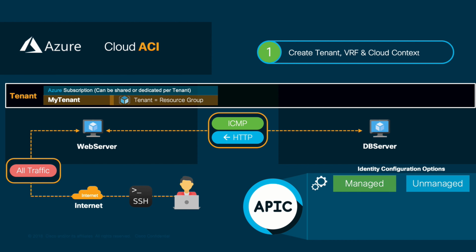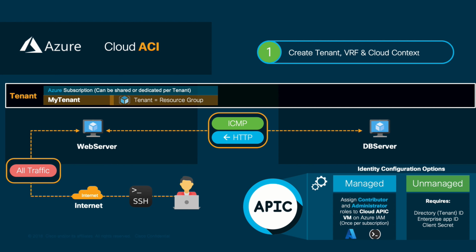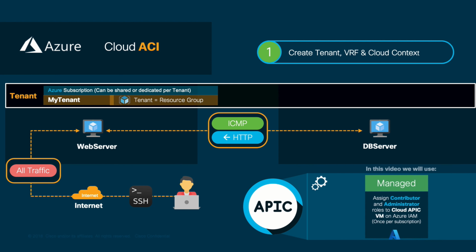In Managed, you just need to assign the Contributor and User Access Administrator roles to the Cloud APIC VM, and you can configure it either through the IAM GUI or through Azure Shell. On the other hand, if we go with Unmanaged, further requirements we will not cover today are needed. In our case, we will go with the Managed option using the GUI.